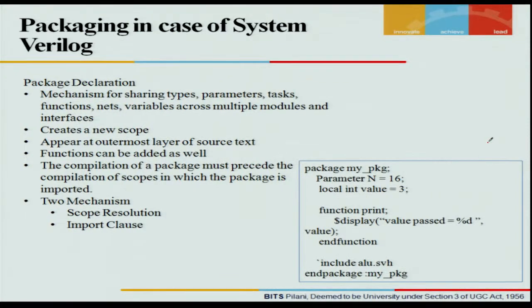For example, if you have my package in which parameter n equal to 16, local int value is 3, and this is the package which you want to compile for ALU. If you want a different package, then you just change the value of n to 8 or to 4 or to 64, and in that way the same package can be reused for an ALU of 4-bit, 16-bit, 8-bit, 32-bit, 64-bit, whatever way you want to have.